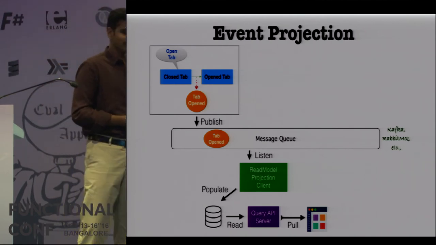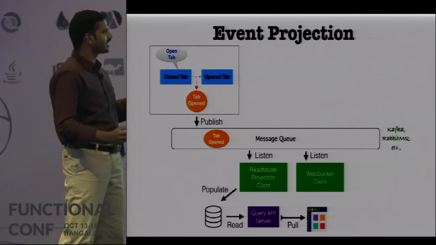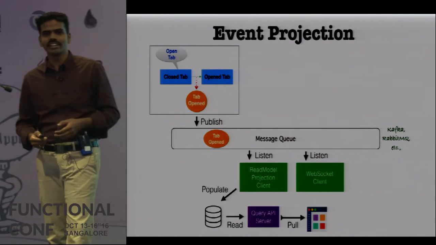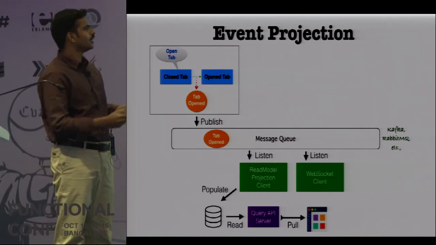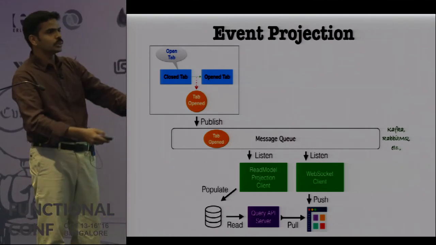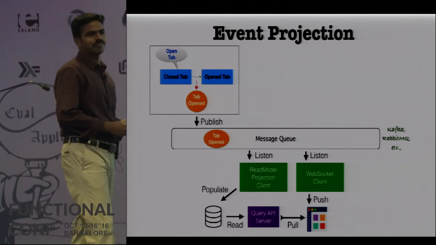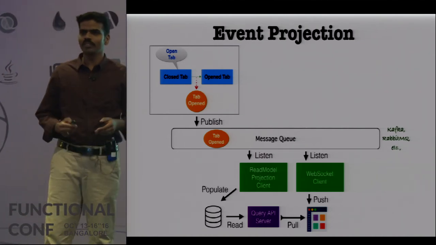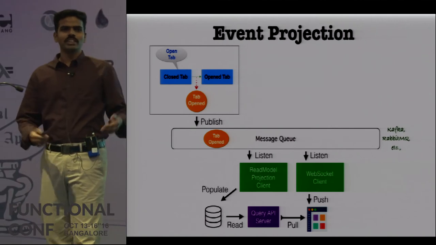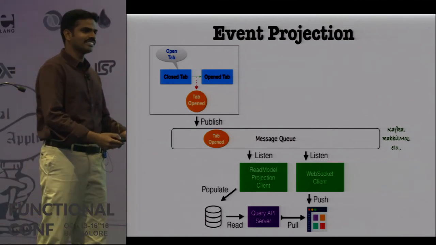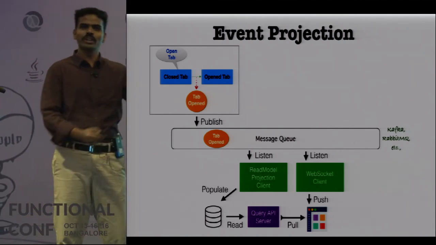What you need to do? Very simple. Just write another client. Let me call it a WebSocket client, which will again listen to the message queue and push the results to the UI. Cool. And it goes. You serve now, the client is happy, and you are also happy. The system is going live.